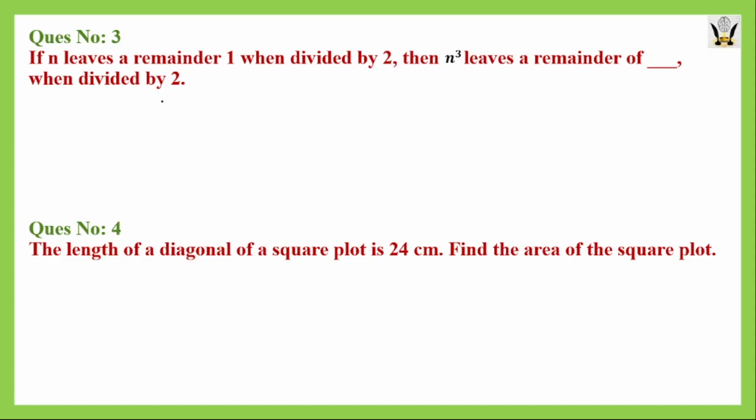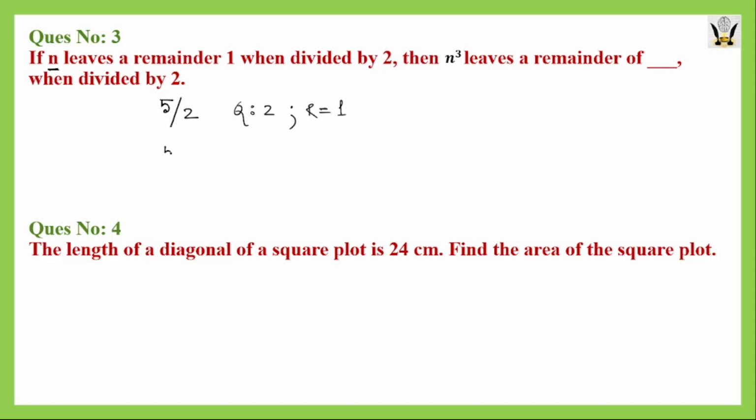So let's take an example, say 5. When 5 is divided by 2, we know that the quotient value will be 2 and the remainder will be 1. And if we consider any odd number and divide by 2, then always the remainder will be 1. That means this n, the number that is given in the question, is actually an odd number, and when that is divided by 2, it always leaves a remainder 1.